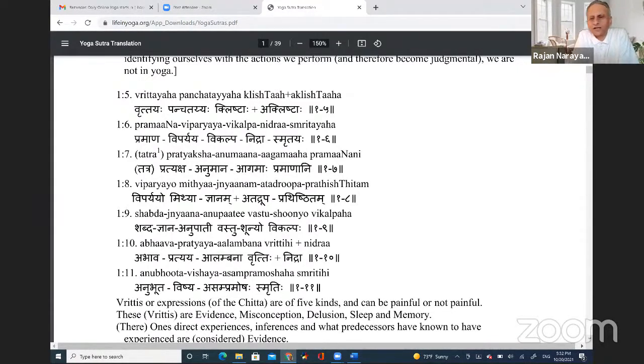Then Sutra number 8 says, Viparyayo mithya jnanam atadrupam pratishthitam. In other words, Viparyaya means opposite thinking, which is based on false knowledge, and being established in that is what the opposite thinking is all about. Shabda jnana anupati vastu shunyo vikalpaha. Something that appears consistent with a normal flow, something that is entirely possible. However, it is a baseless thing.